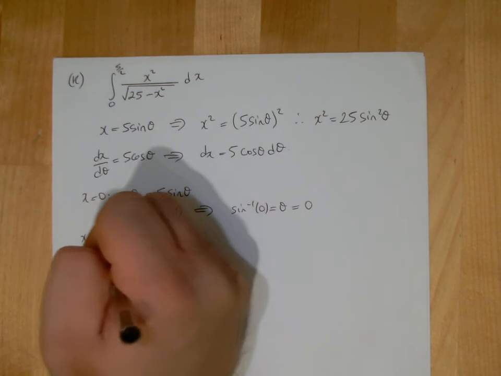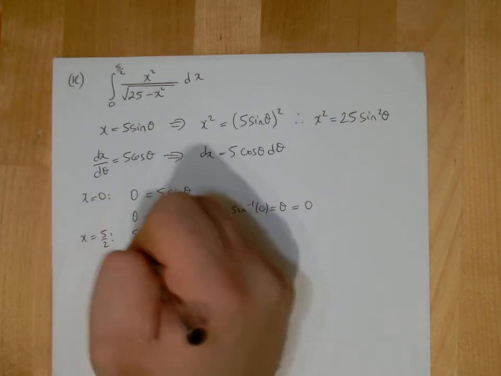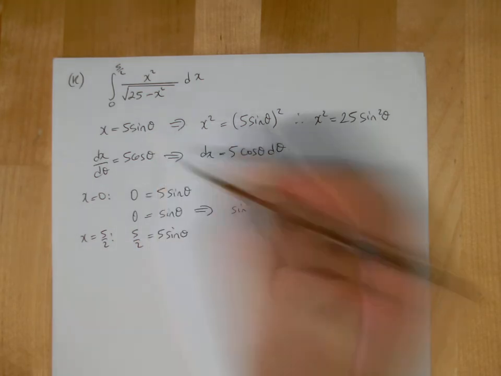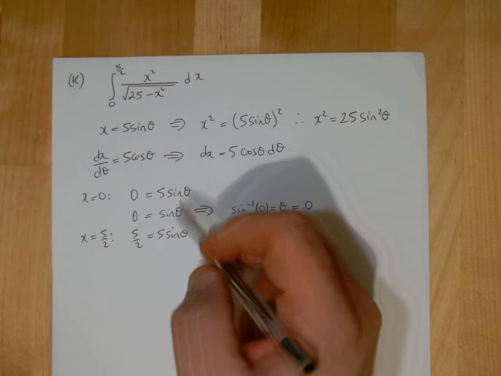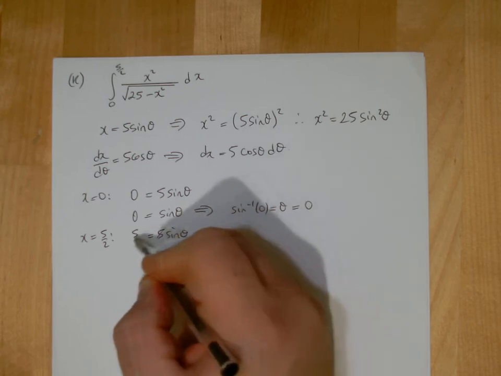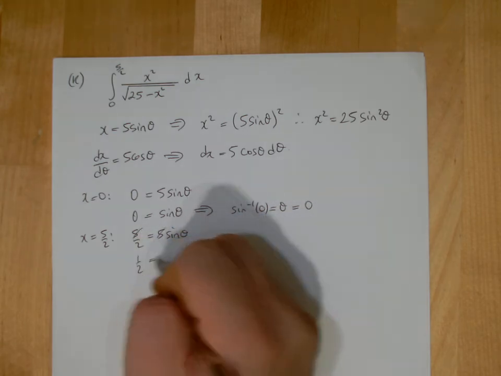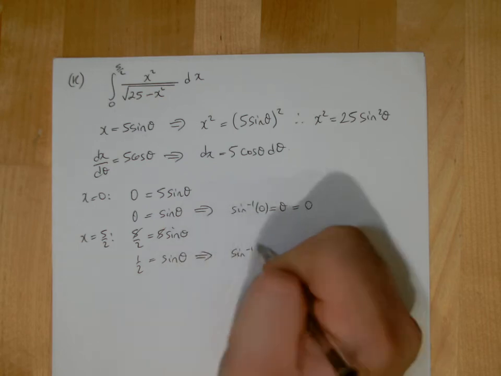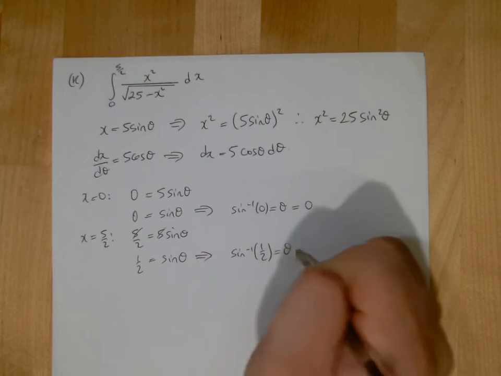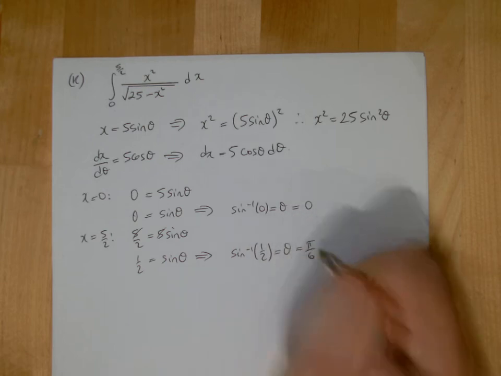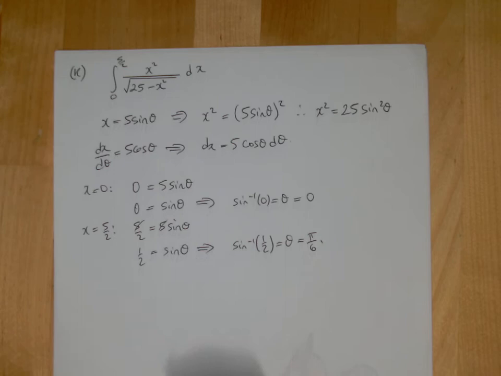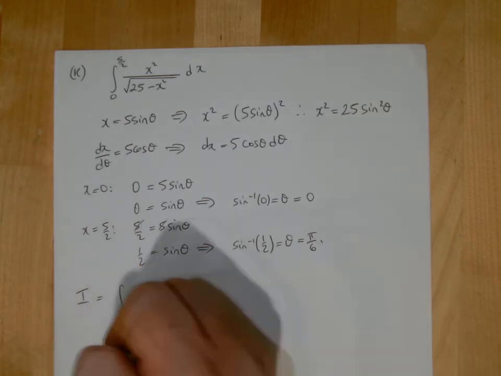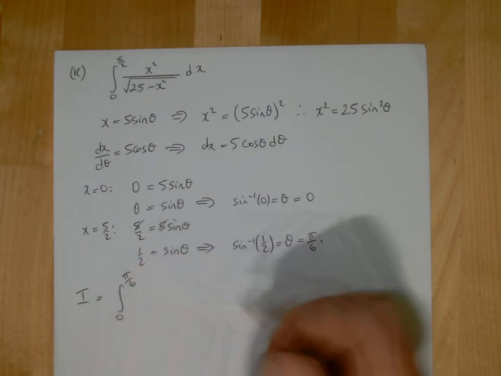And when x is the upper limit, this time is 5 over 2. So 5 over 2 is equal to 5 sine theta. Going back to this again, yeah? And what's nice there is that the 5's cancel. So you've got 1/2 equals sine theta, which implies then sine to the minus 1 of a half is equal to theta. Check it out on your calculator and you get pi by 6. Okay, so our integral becomes lower limit is 0, upper limit is pi by 6.